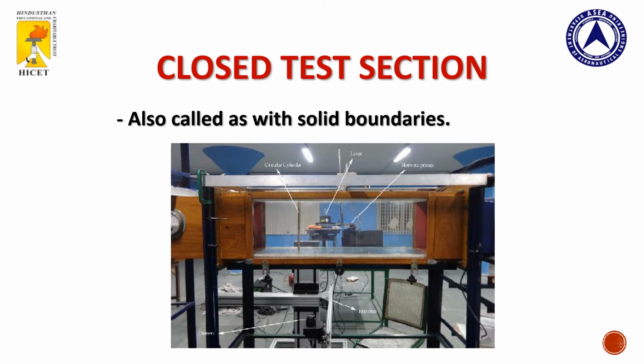Here the test section will be fully closed. So here you can see this test section is fully closed, so nothing is open to the atmosphere. Whatever the model to be tested in this wind tunnel has to be placed here only. If it is an airfoil or a prototype of an aircraft, it has to be placed inside this closed section only. So that's why it is called a closed section.